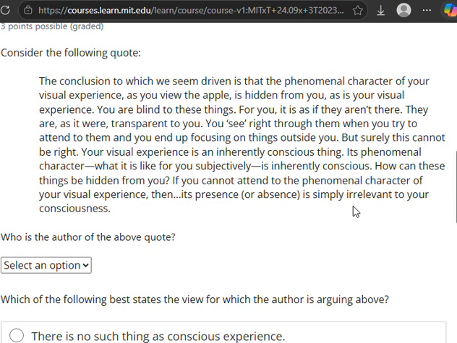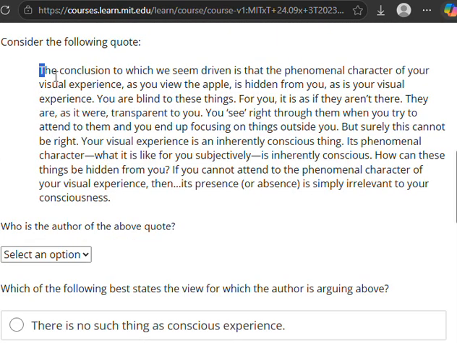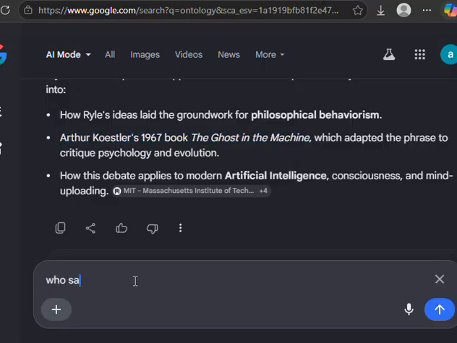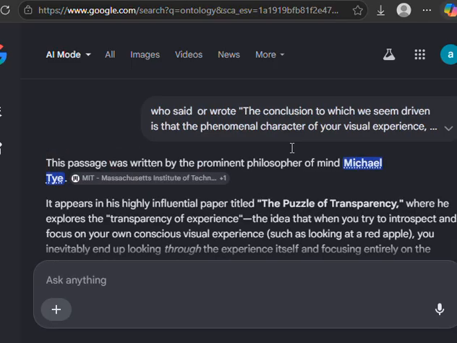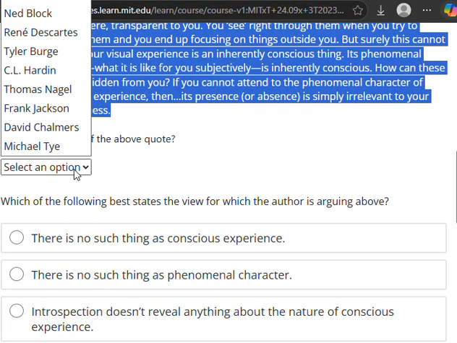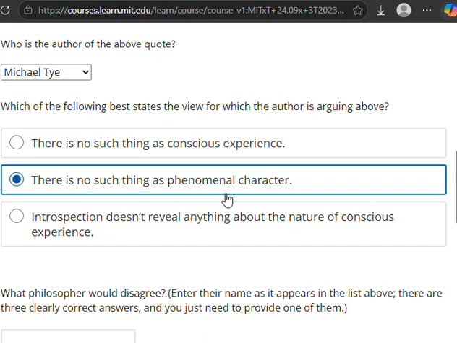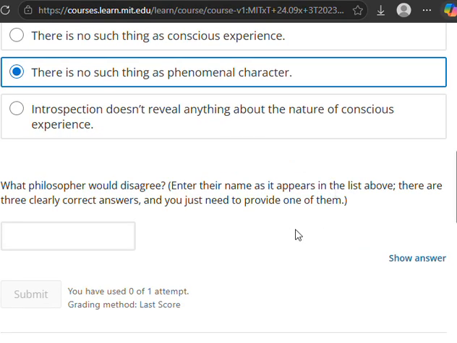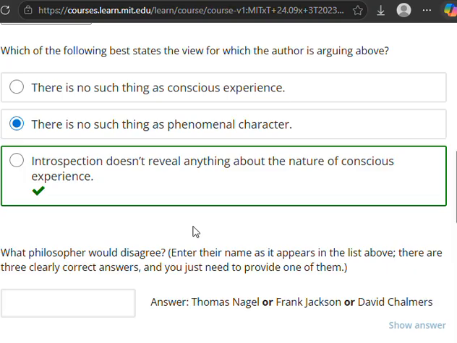Your visual experience is inherently conscious, it's phenomenal. What it is like for you subjectively is inherently conscious. How can these things be hidden from you? So here we asked a specific question. Which of the following best states the view? That there is only objectivism. We'll leave this blank. Aha. Introspection doesn't reveal anything about the nature of conscious experience.